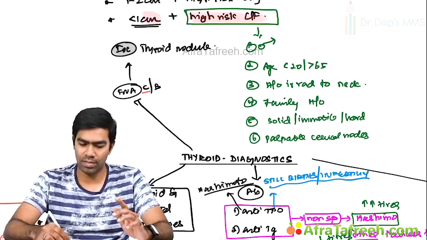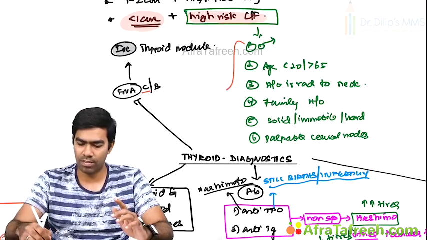So even if it is less than 1 centimeter, if you have any of these high risk clinical features, you can take the patient for FNAC. So these are the indications for FNAC. Very simple: any nodule that is more than 2 centimeter, or 1 to 2 centimeter plus high risk ultrasound features, or less than 1 centimeter with high risk clinical features. All these things are indications for doing a FNAC. Remember, it is the investigation of choice for assessing a thyroid nodule.